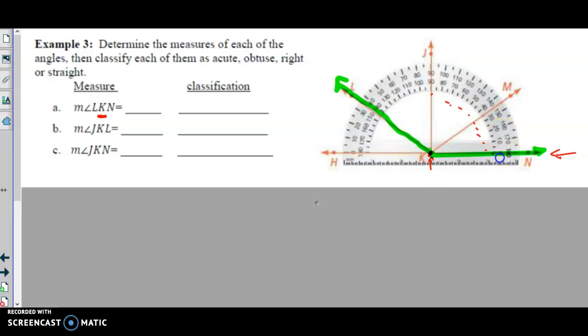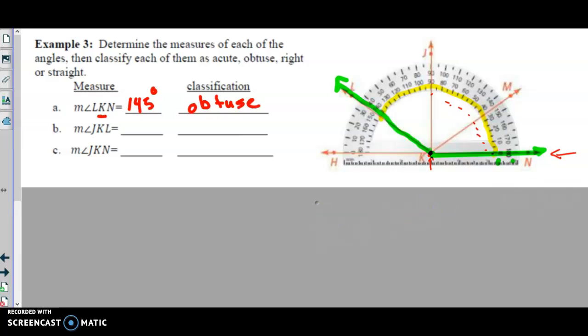Now, you can see in here, this side KN is at the bottom, and it's either at 0 degrees or 180. We're going to start at 0 degrees, and if we look at the measurement, it goes all the way around. There's 0, 10 degrees, 20, 30, 40, 50, 60, 70, 80, 90, 100, 110, 120. Goes all the way around here to halfway between 140 and 150. So that means the measure of that angle is 145 degrees. And that would be an obtuse angle, because it's between 90 and 180.